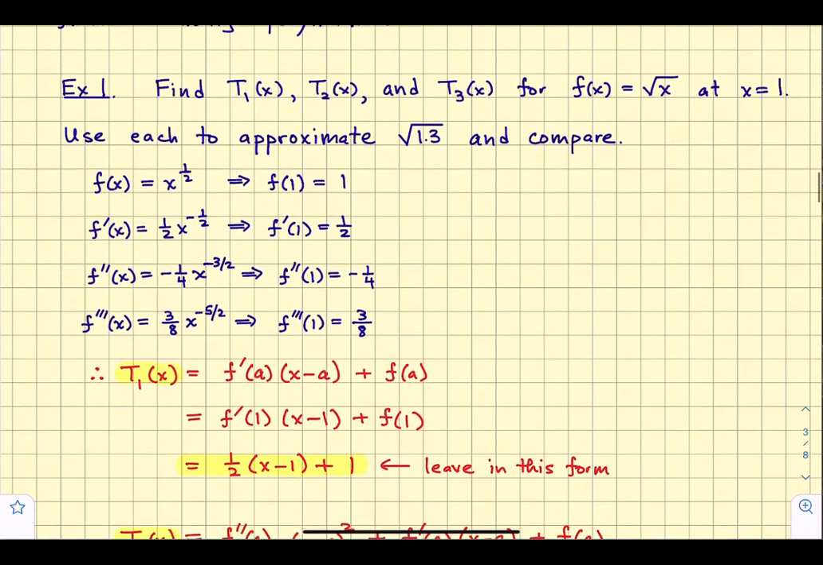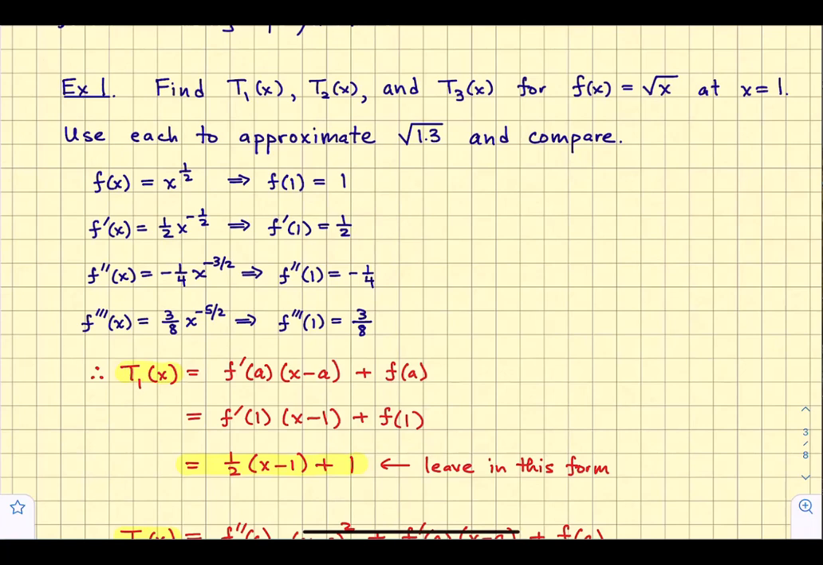T1 of x from above in green is f prime at a times, parentheses are very important, x minus a, plus f of a. Well, my a was 1, and f prime of 1, I've recomputed up here, is 1/2. I leave this alone, and f of 1 I computed was 1. Now you could simplify this, it doesn't matter. This is a perfectly good form to leave your answer in.